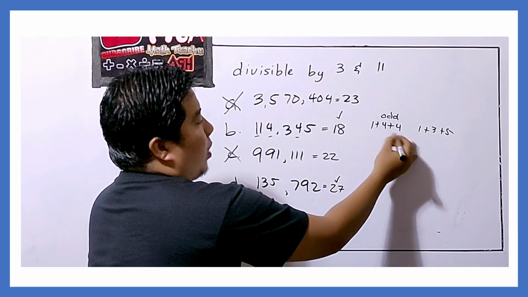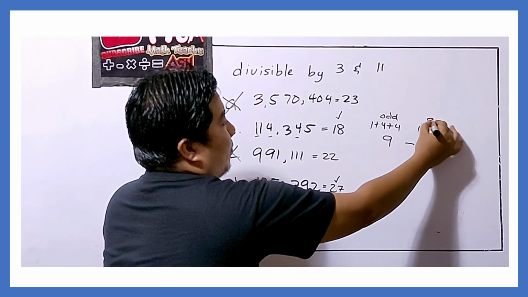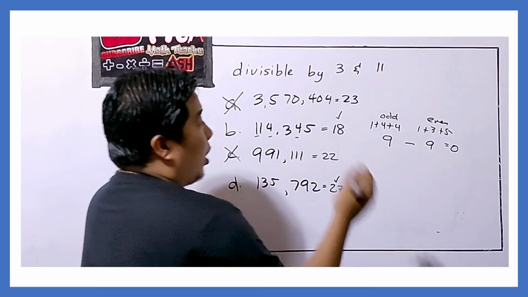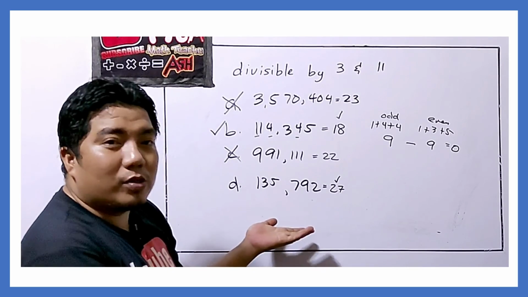If we add this one, this will be 9. If we add this one, this will be 9. If we subtract them, the answer is 0. Therefore, this is the correct answer. Now, do we need to test this one?